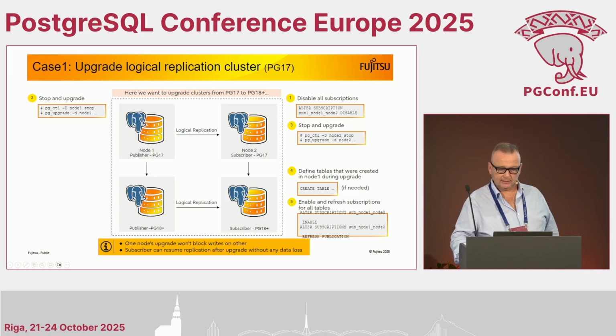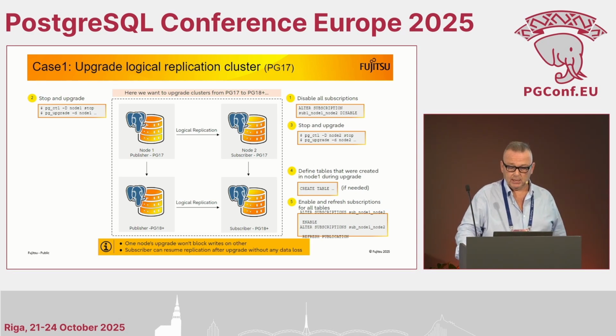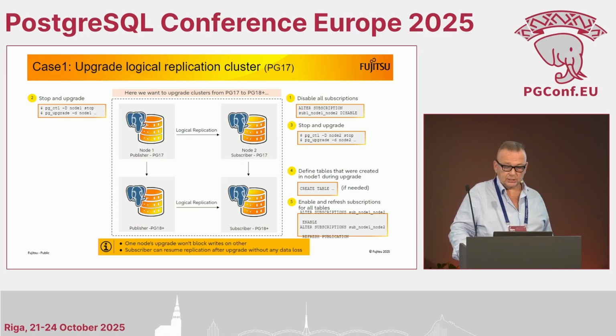And then you can see in step 1 the subscription is disabled. In step 2 the publisher is stopped and upgraded to PG18, and the new PG18 version publisher is started. And then in step 3, the subscriber is stopped and upgraded to PG18 using pg_upgrade and started up as a PG18 instance.